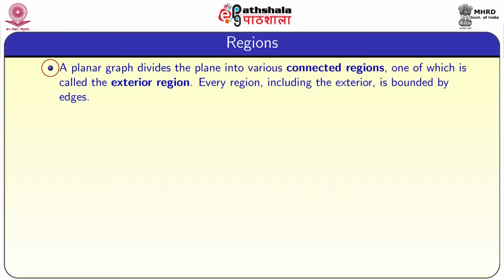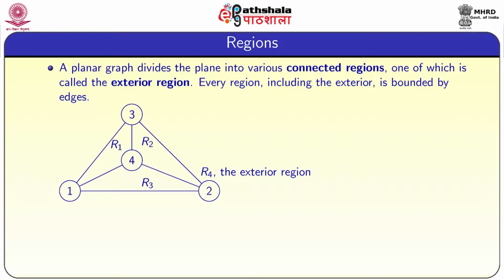A planar graph divides the plane into various connected regions, one of which is called the exterior region. Every region including the exterior is bounded by edges. For example, here this K4, or isomorphic W3, is a planar graph which divides the plane into 4 regions, R1, R2, R3 and R4. R4 is the exterior region. Each region is bounded by some edges. So, for example, R1 is bounded by 3 edges, R2 is also bounded by 3 edges, R3 as well as R4 is also bounded by 3 edges in this case.